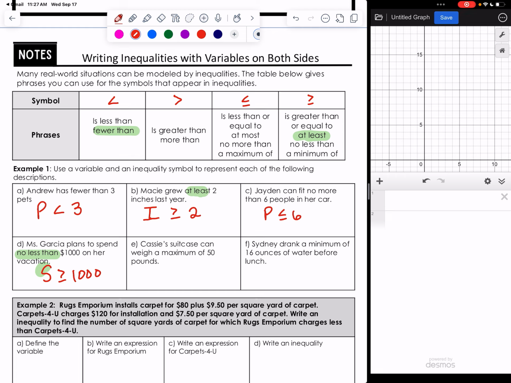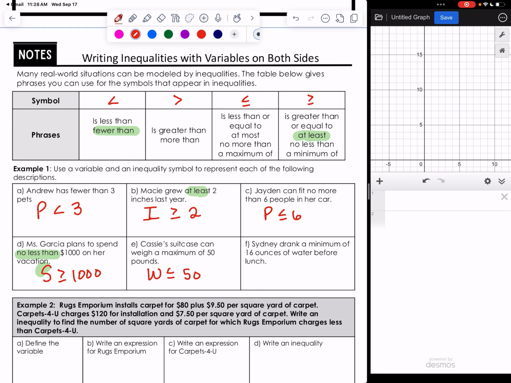E, Cassie's suitcase can weigh a maximum of 50 pounds. So that means the suitcase could weigh 50 pounds, 49, 48, 47, but all the weights have to be less than or equal to 50 pounds. Okay? Now, pause the video and try problem F on your own.